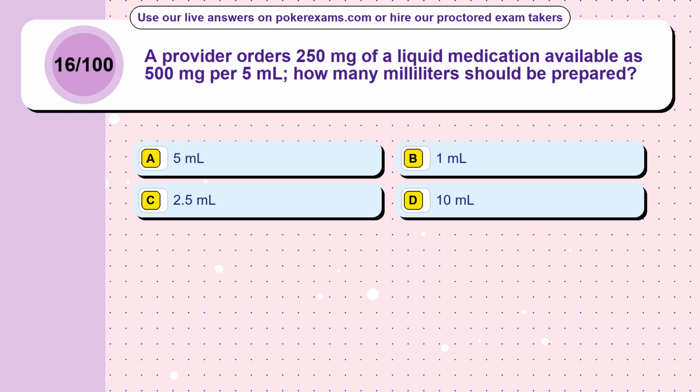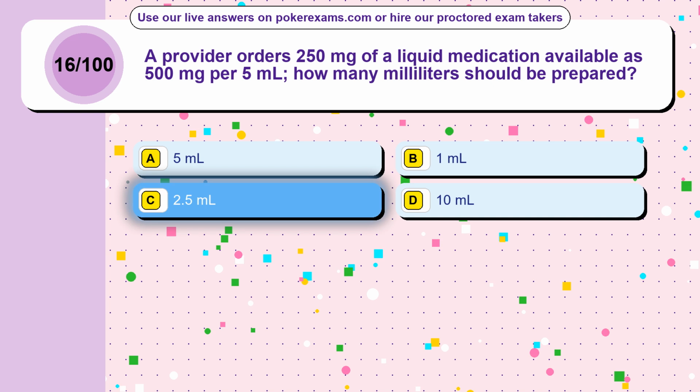Question 16. A provider orders 250 mg of a liquid medication available as 500 mg per 5 ml. How many milliliters should be prepared? Option A, 5 ml. Option B, 1 ml. Option C, 2.5 ml. Option D, 10 ml.